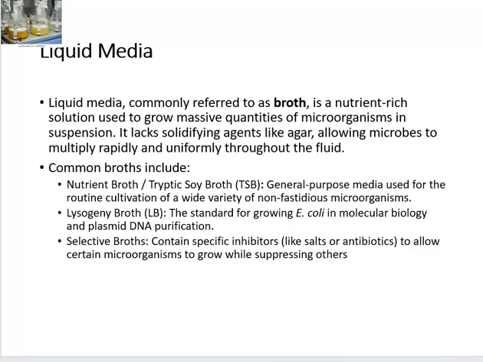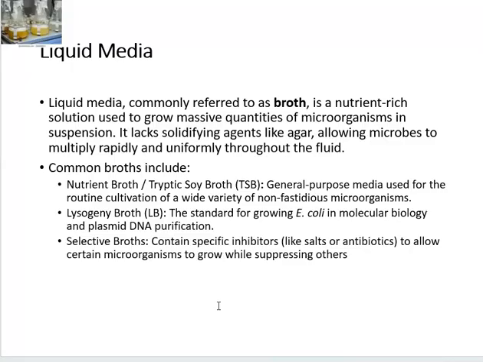Okay, so the liquid media is a broth. You can see it up there. But it's a liquid media, and we call it a broth, and it is nutrient rich. It lacks these solidifying agents, agar, which comes from seaweed, is what is added. And it allows these microbes to multiply rapidly and uniformly, usually through the fluid.